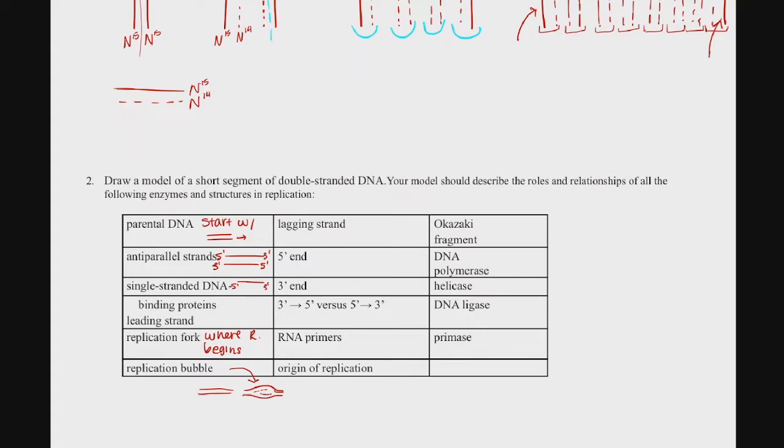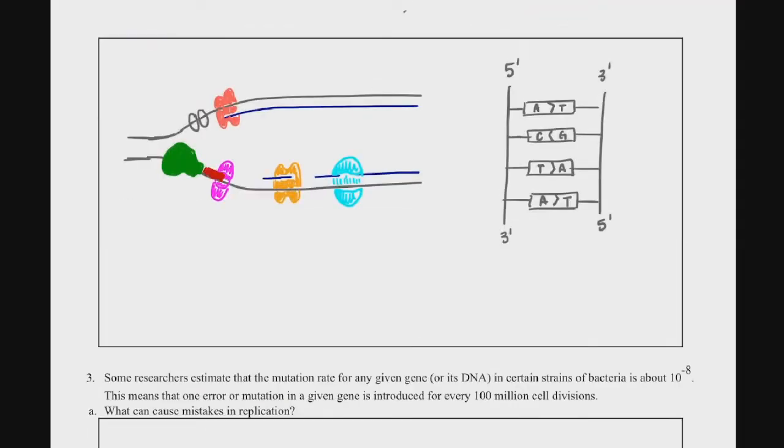DNA polymerase is what synthesizes DNA. There's 1 and 3. Helicase is what unwinds the DNA. DNA ligase joins Okazaki fragments. And primase is what helps with RNA primers annealing. So in this diagram I have drawn on the next page, I'm just going to go ahead and label those things that we talked about.